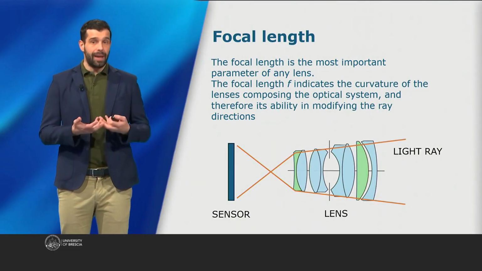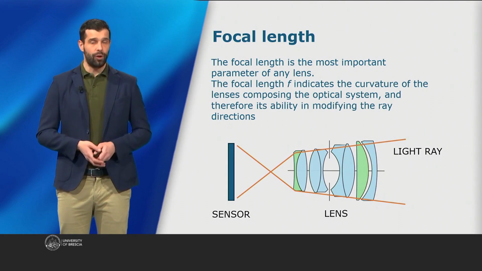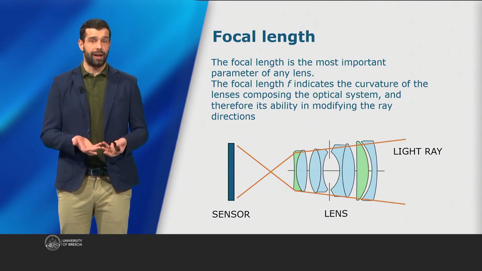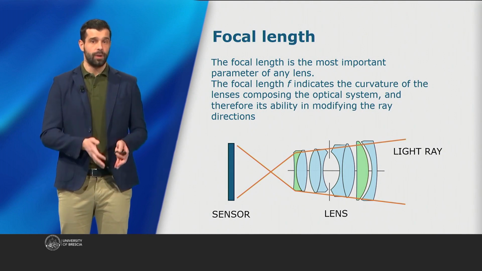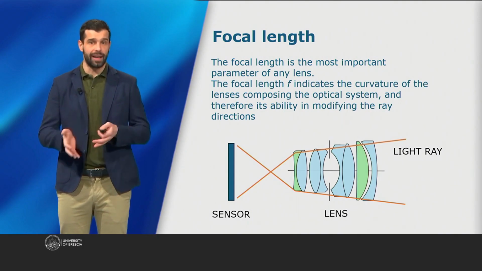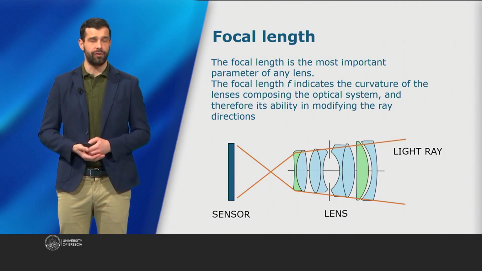Let's now define the main parameter of optics, the focal length. The focal length indicates the optic's ability to deflect light rays and is linked to the curvature of the lenses that compose it. Optics with different focal lengths mean optics that are able to deflect the light rays entering the optic itself in different ways.